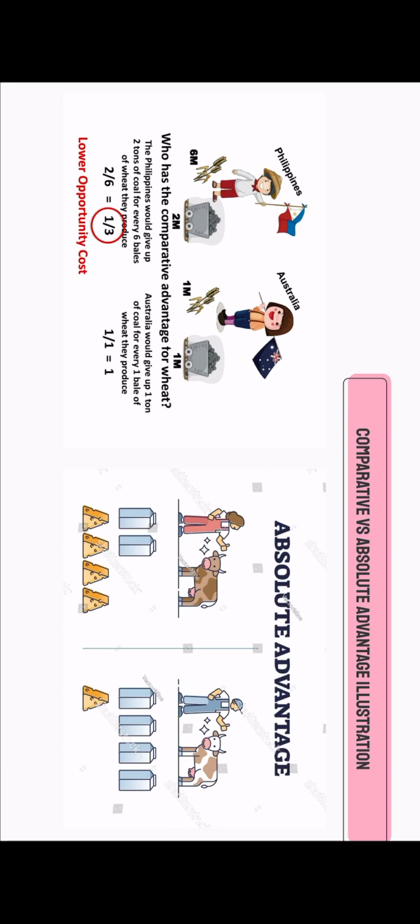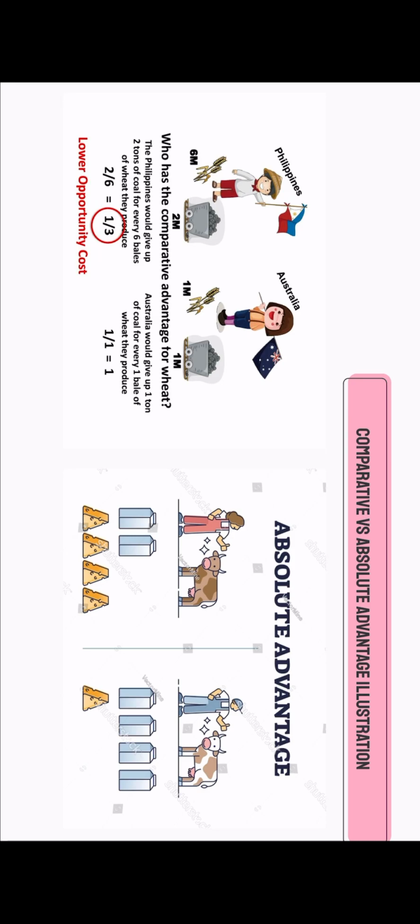The first slide illustrates comparative advantage. We can see that the Philippines has the comparative advantage because they have the lower opportunity cost. Due to them only using 2 tons of coal for every 6 bales of wheat they produce, they have the lower opportunity cost rather than Australia, who gives up 1 ton of coal for every 1 bale of wheat. From this first example, we can understand that the producer with the lower opportunity cost has the comparative advantage.